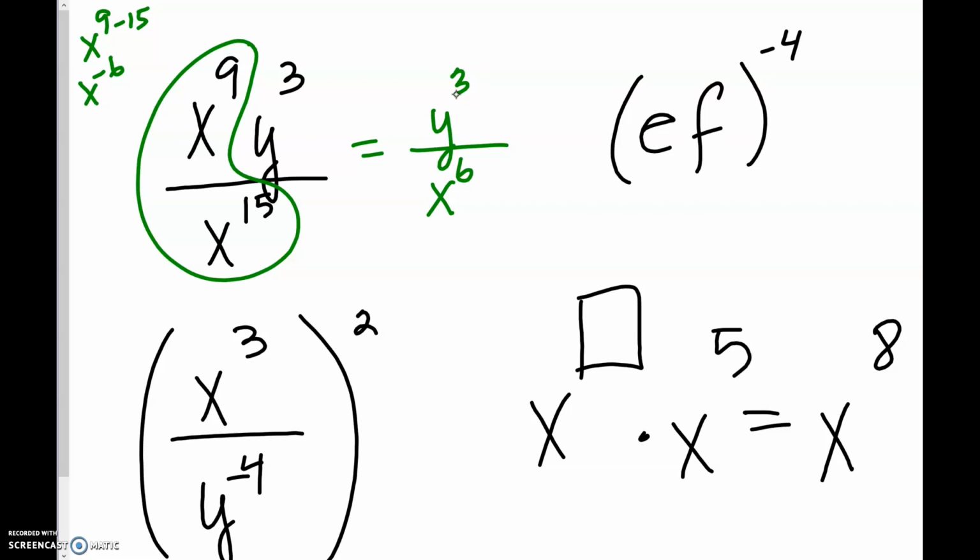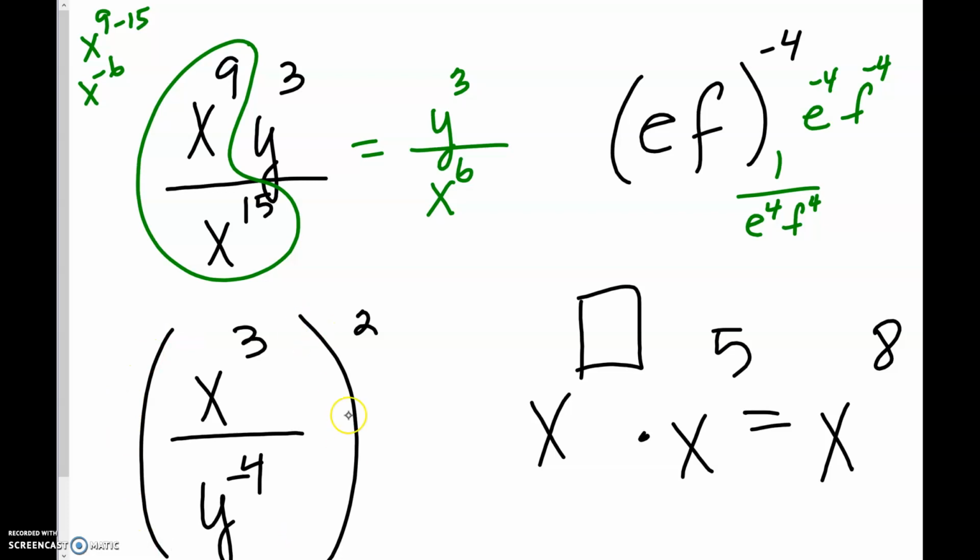All right, going across, we're going to bring this in. So we have e to the negative 4th, f to the negative 4th. We are not allowed to have negative exponents. So we're going to write this as 1 over e to the 4th, f to the 4th. They both are negative, so they both go in the bottom.